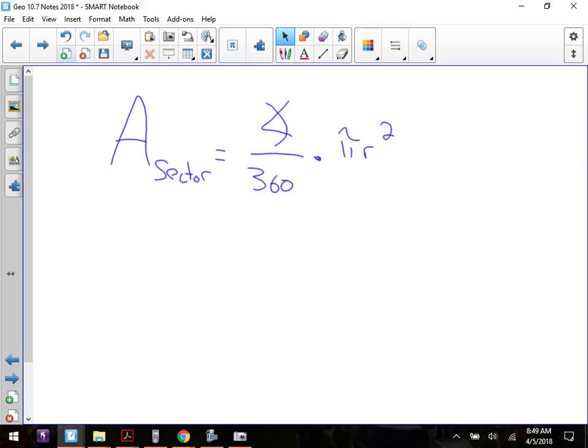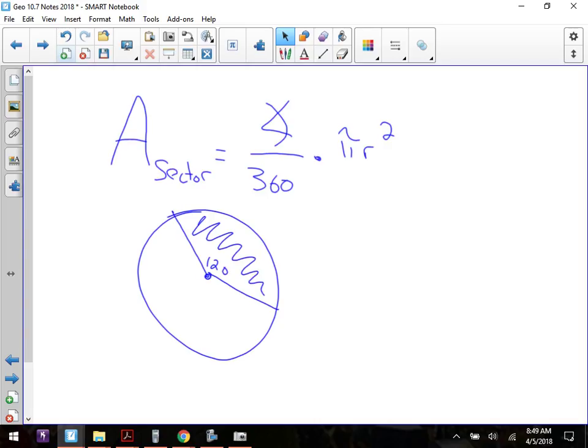So again, what you're looking at here is a circle. I want to find the area of that sector. I have a central angle and a radius. That's all I need to know. And it's quite literally substitution like we did yesterday for a lot of these types of problems.